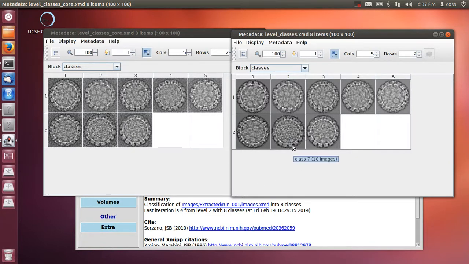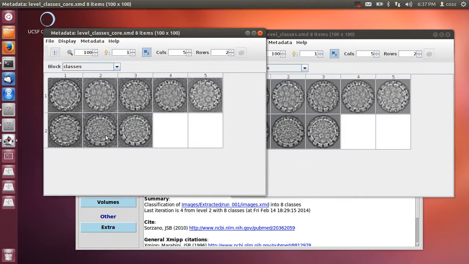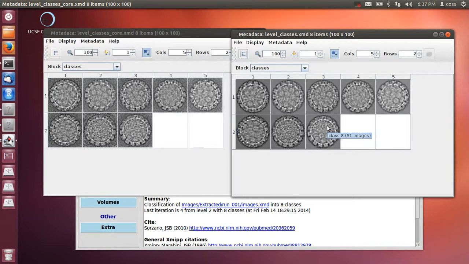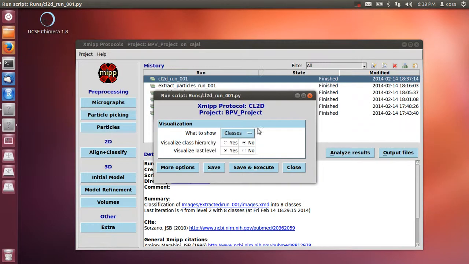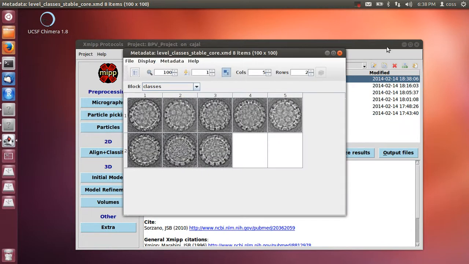For instance, here we had 18 images in the corresponding image, and here 51. Here we have rejected one particle that we don't trust so much. So you have the core and the stable core, that is a further refinement, and again here you have lost more particles. In this data set it is pretty clean, so we can rely on the standard classes.